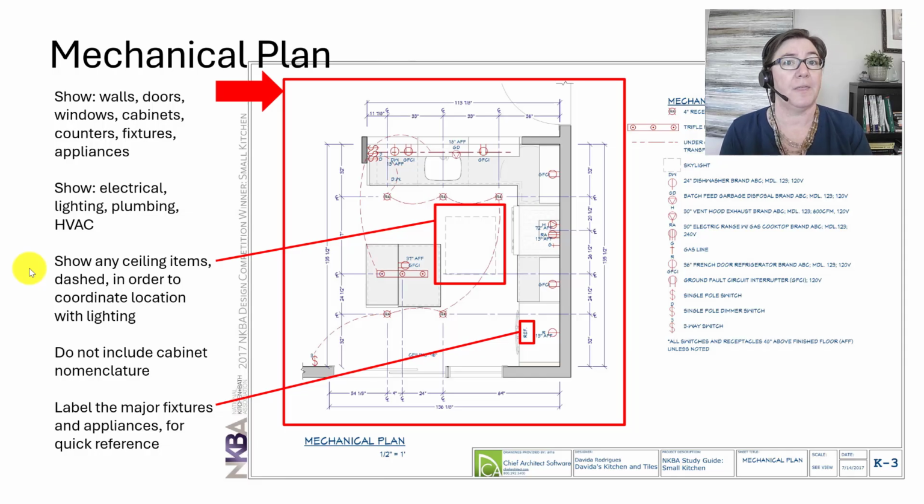Things that we don't include: you don't include the cabinet nomenclature, which is nice because it takes a layer of information off of this very crowded plan. But we do label your major fixtures and appliances, just like we saw on the floor plan. For quick reference, this one says refrigerator. So keep those on the plan.